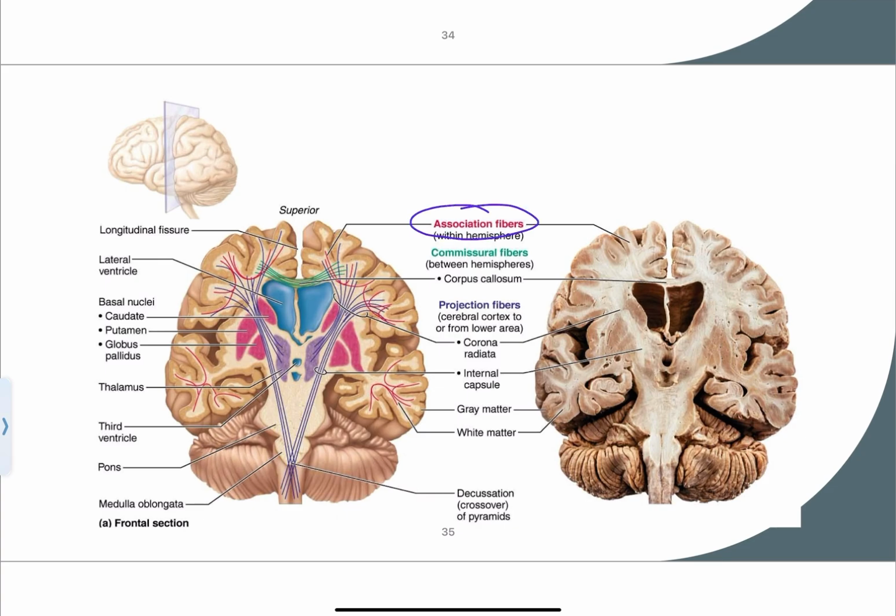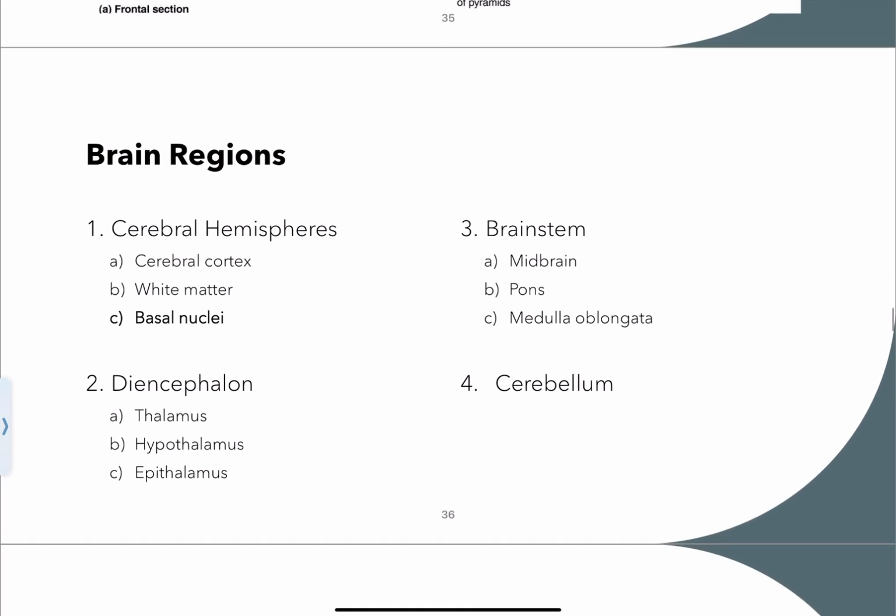So here's just an image. If we're talking about our association fibers, those are in pink. So we're only going to be sending information within one hemisphere. If we're talking about our commissural fibers, these are the green ones. If we look here, they're running between the two hemispheres. So we're sending information between our left and right hemisphere with these fibers. And then we have our projection fibers in purple, which are sending information to different parts within our central nervous system.